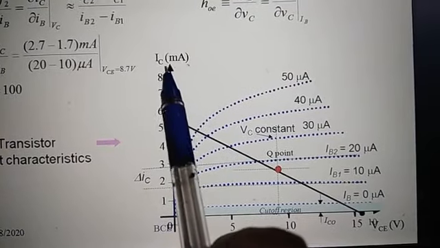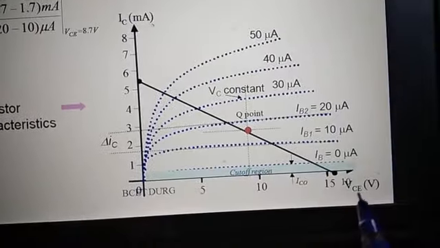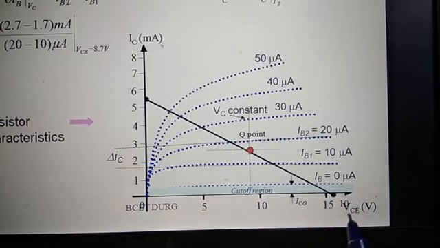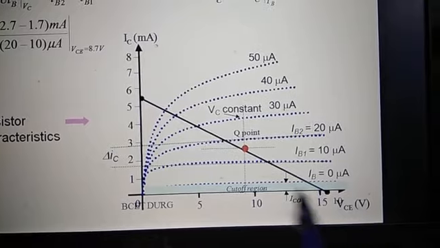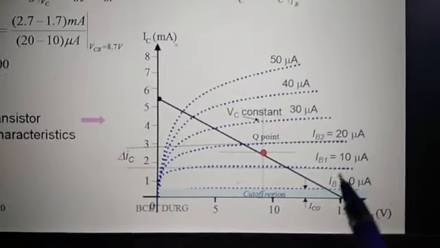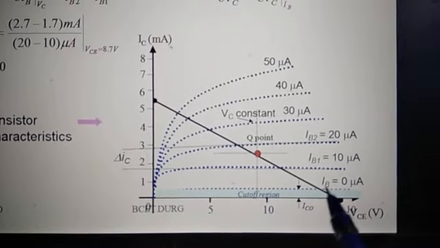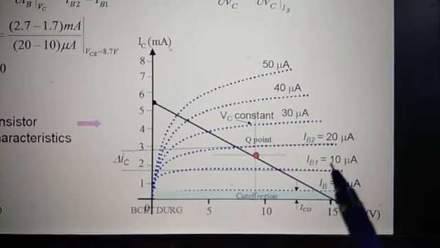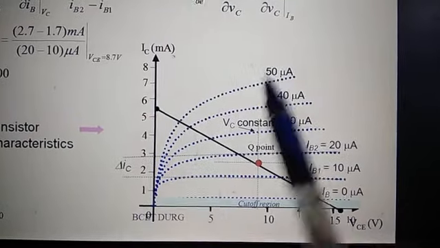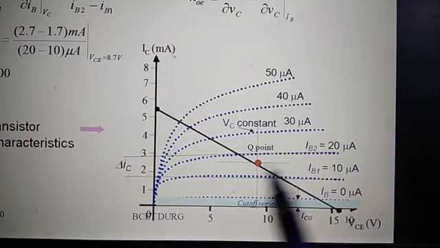Here the output current IC is in milliampere, and here is the output voltage VCE in volts. So this is the output characteristics, keeping the base current constant. This is for IB equal to 0, IB1 10 microampere, IB2 20 microampere, 30, 40, 50, and you will get these characteristics.